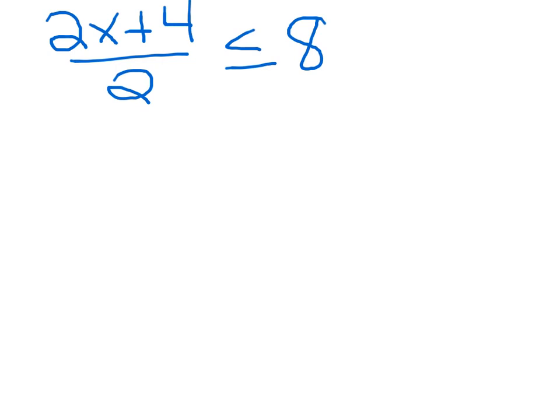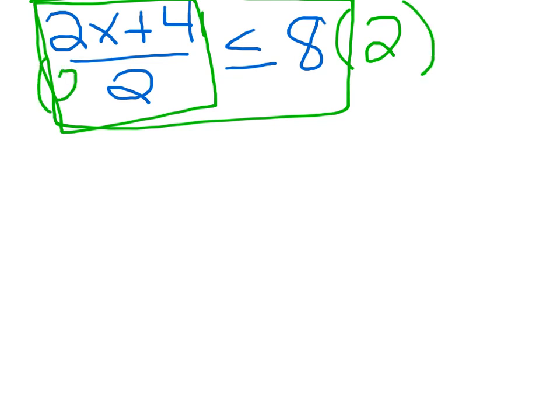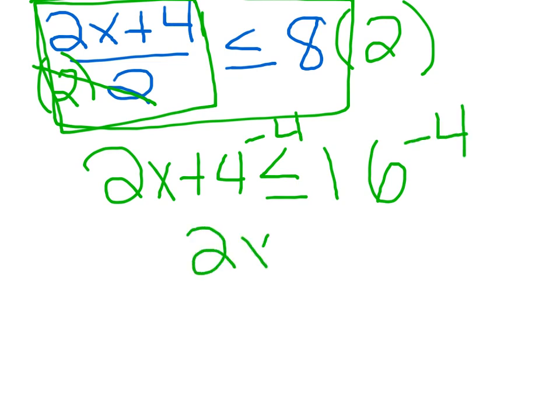We are now going to look at the second part of our inequality. For the second part of the inequality, we look to see that this side is being divided by 2. When that happens, we have to multiply both sides by our 2. These divide to 1, and 8 times 2 gives us 16. So we have 2x plus 4 is less than or equal to 16. Our next step will be to subtract 4 over to the other side. We are left with 2x is less than or equal to 12.